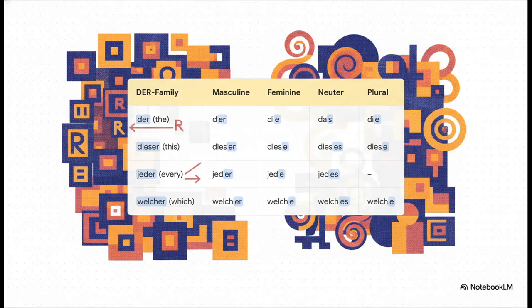Okay, check out the der family. See what's happening here with the endings? For masculine, you've got der, dieser, jeder. They all end in r. For feminine, it's die, diese, jede. See? It's a perfect match every single time. This family is super consistent. They always just copy the ending of the original der, die, or das.